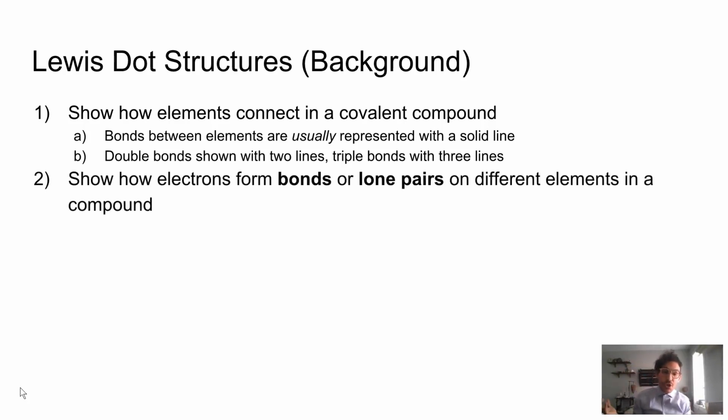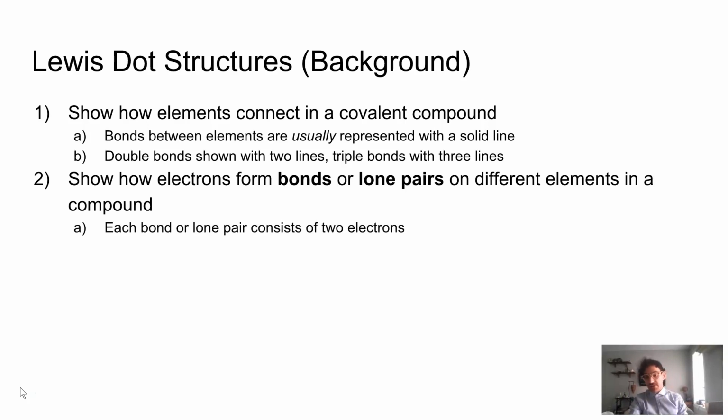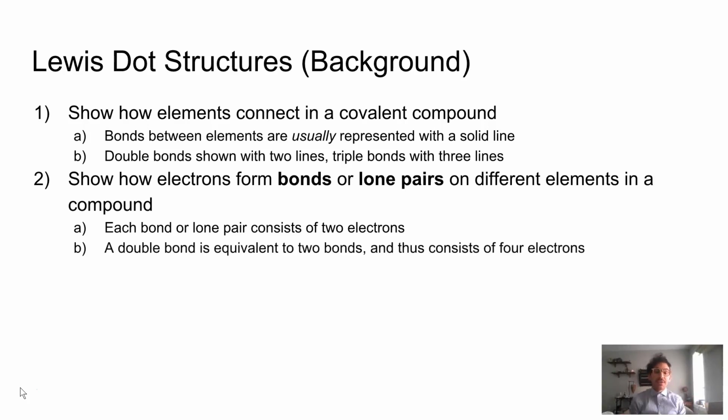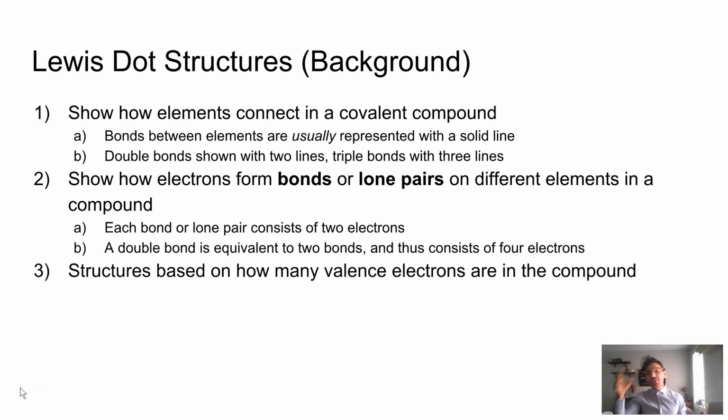So these are going to show how electrons form bonds or lone pairs on different elements in a compound. The electrons are either going to hang out in bonds or usually like to pair up in orbitals. So each bond or lone pair is going to consist of 2 electrons. That's nice. Everything in 2s. And so a double bond is the equivalent of 2 bonds, so that would be 4 electrons to make a double bond. All right? So structures are going to be based on how many valence electrons are in the compound, and we'll talk more about that in the next slide.